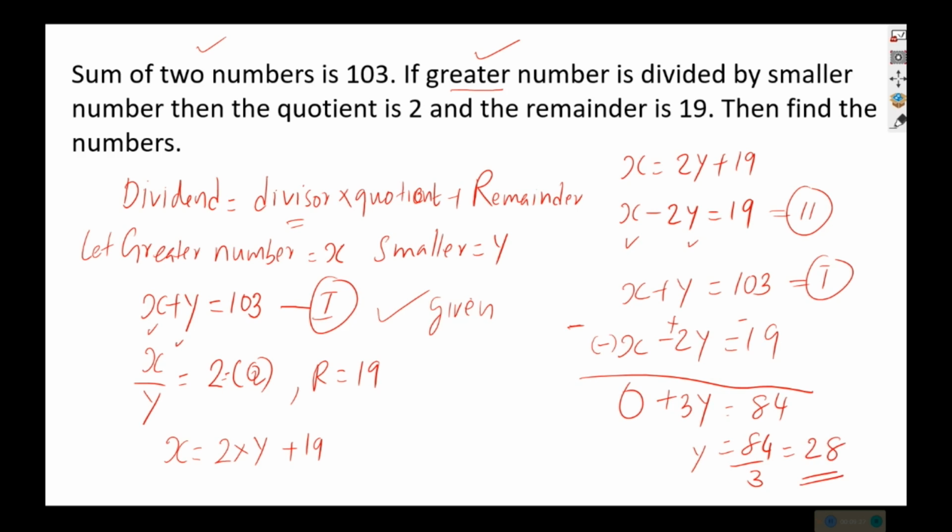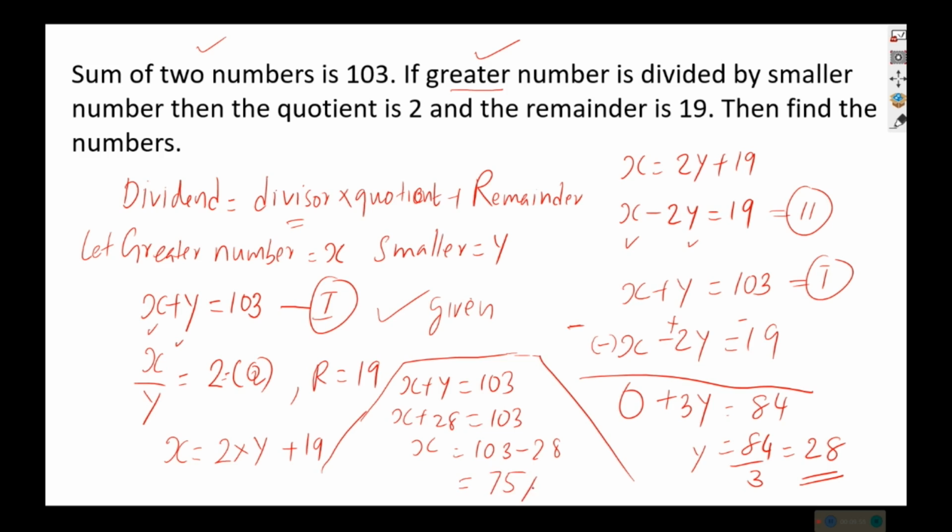So we could solve for y, we got it. Once we got y, we will simply substitute it in x plus y is equal to 103. x plus 28 is equal to 103, x is equal to 103 minus 28, and x is simply 75. The question was to find the numbers, and we got the answer.